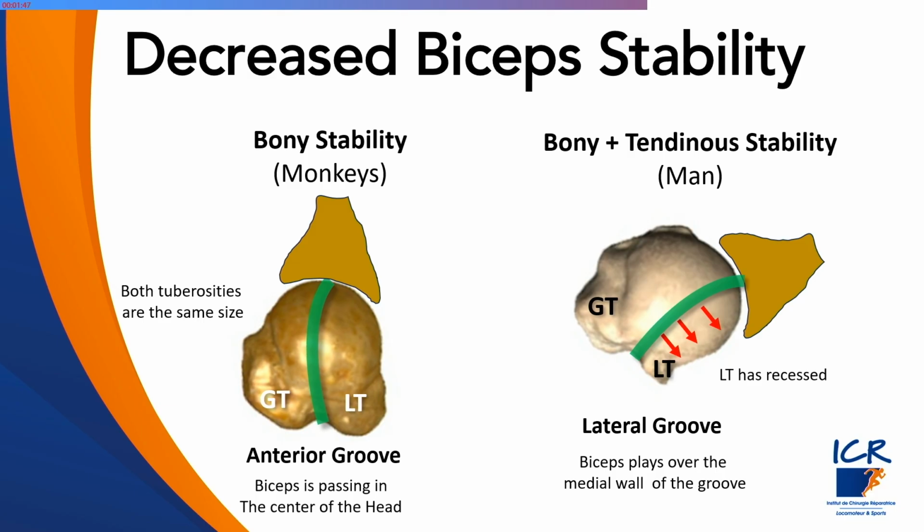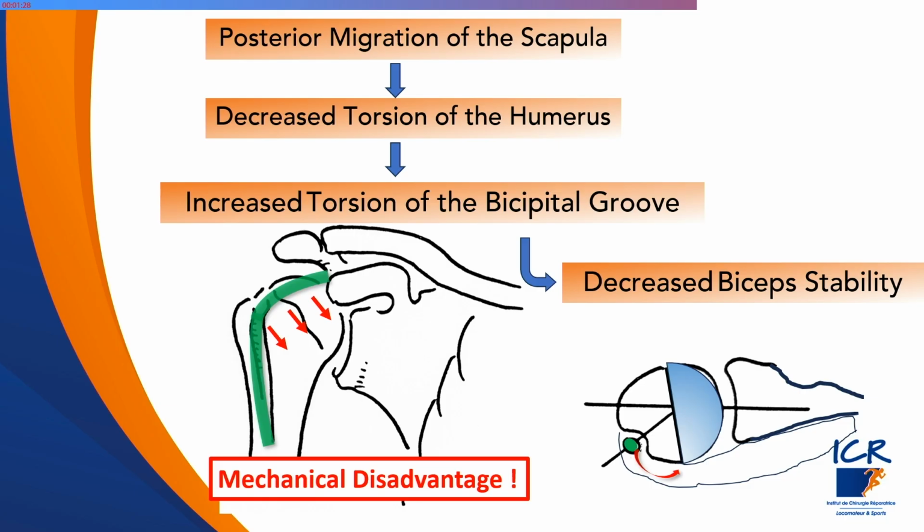And in man, because of the posteriorization of the scapula, because of the torsion of the humerus, there is an increased torsion of the groove. And this increased torsion of the groove means that today the biceps is stabilized by the bone, by the groove, but also by the subscapularis tendon. So you can understand easily why now we see so many subluxations or instability of the biceps.